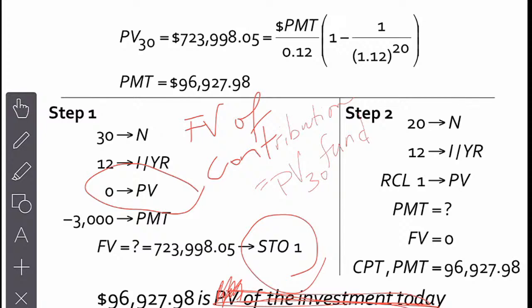Can 3 people show me they got the final value? Send me a message. The final result is $96,927.98. You should have exactly my numbers to 2 decimal places.